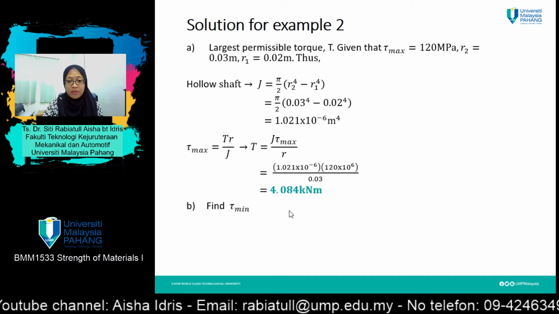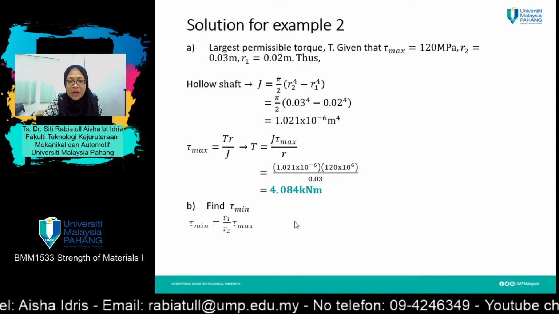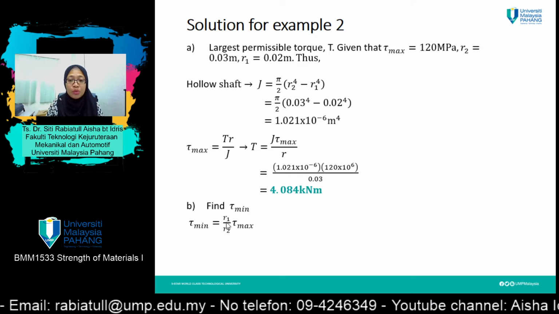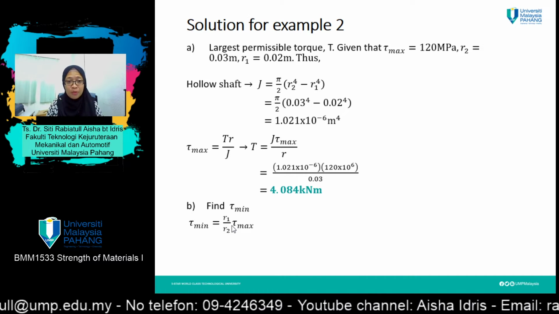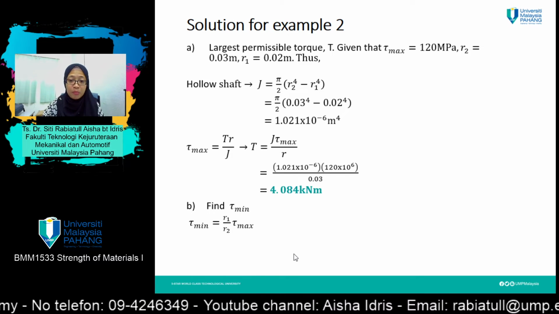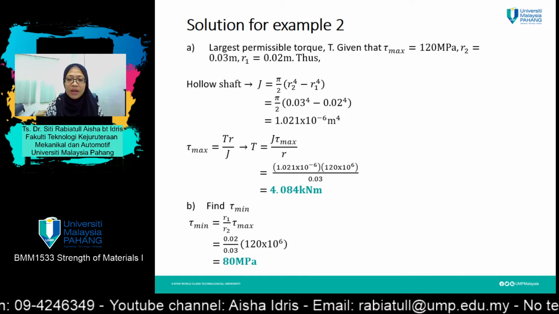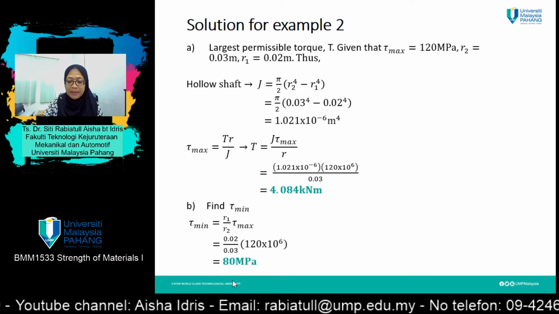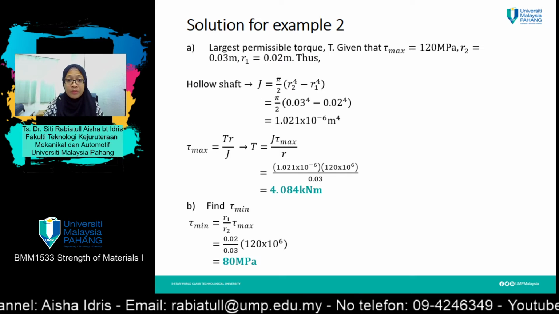Now move on to question B. It asks you to find the value of tau minimum. For tau minimum, the formula is tau min equals R inner divided by R2 times tau maximum, the shear maximum. So just rearrange the formula and substitute all the information given in the question, and you get the value of tau minimum, which is equal to 80 megapascal. Okay, so far so good, yeah.